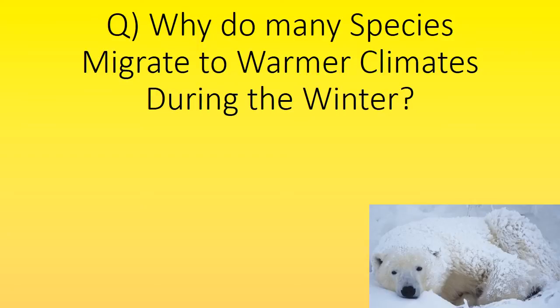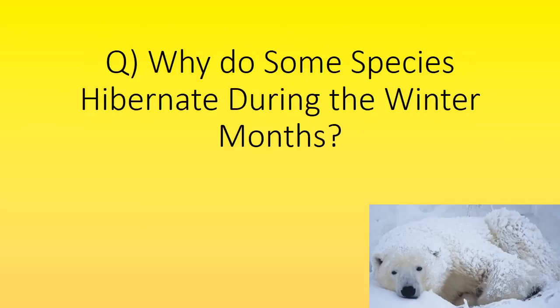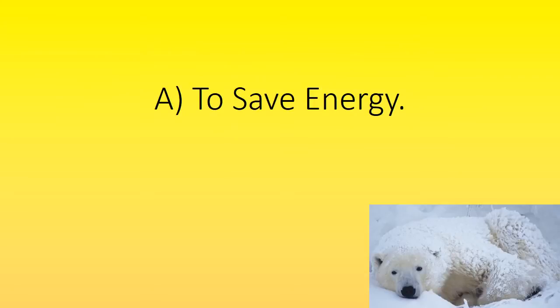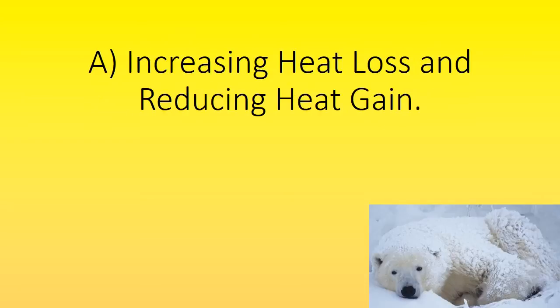Why do many species migrate to warmer climates during the winter? To avoid having to cope with cold conditions. Why do some species hibernate during the winter months? To save energy. How do organisms keep cool in hot environments? By increasing heat loss and reducing heat gain.